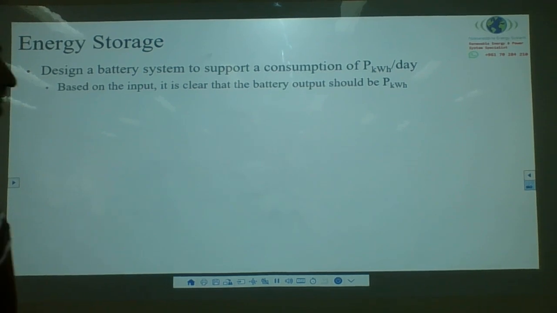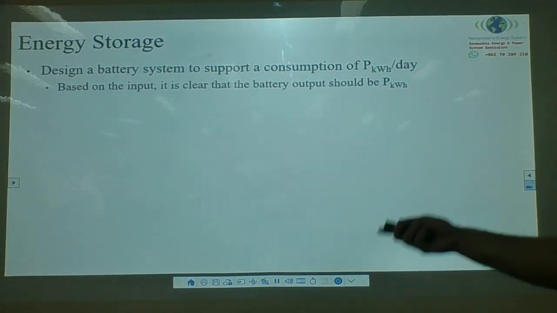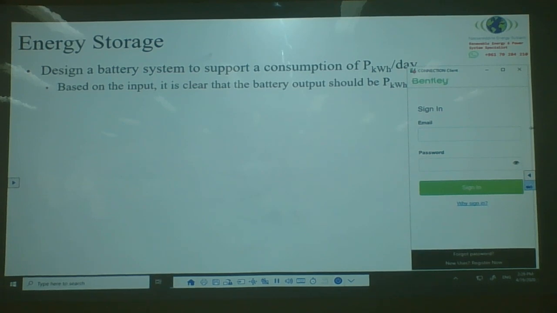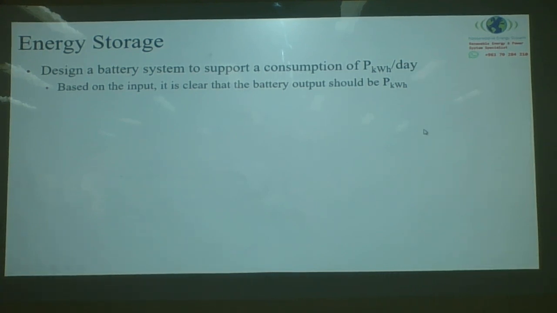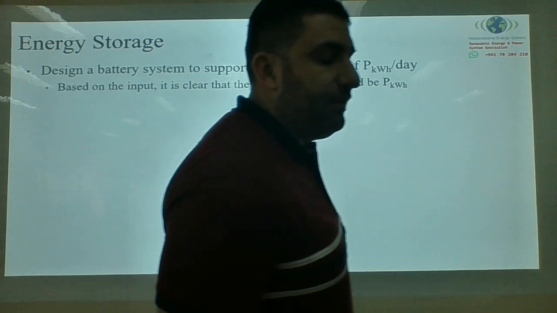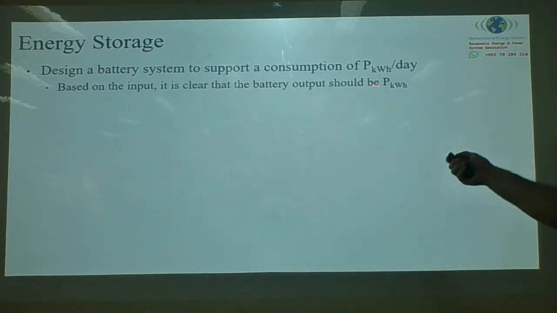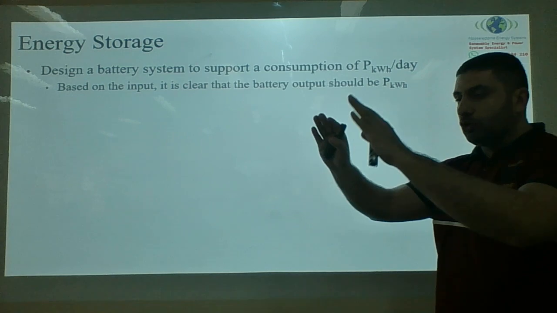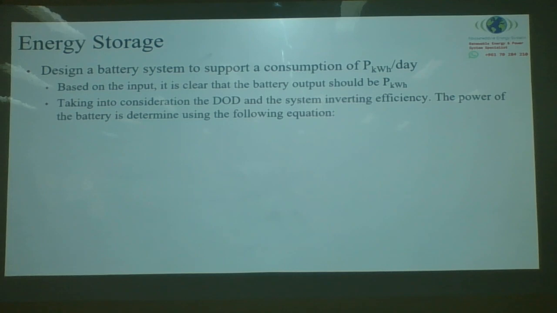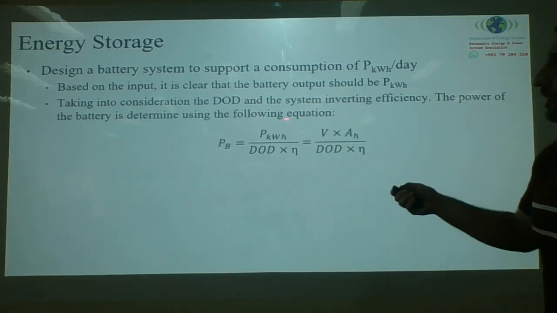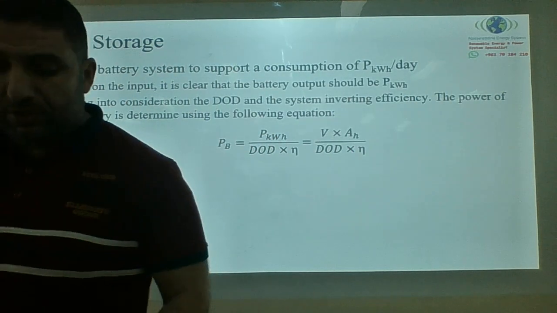Now, I want to design a battery system to support P kilowatt hour. So when I say design a battery system to support a consumption of P kilowatt hour per day, every day, clearly I need the P out, not the P battery, not the total size of the battery. I need how much I can take out, which is P kilowatt. To take into consideration the DOD, this equation will help you.